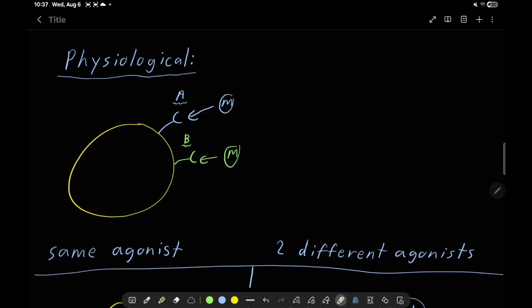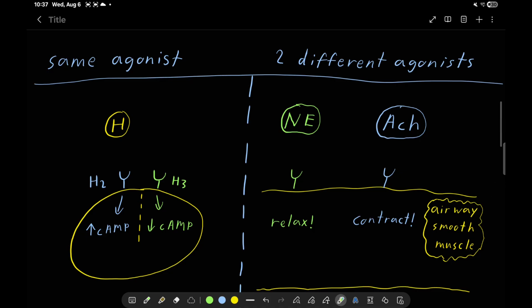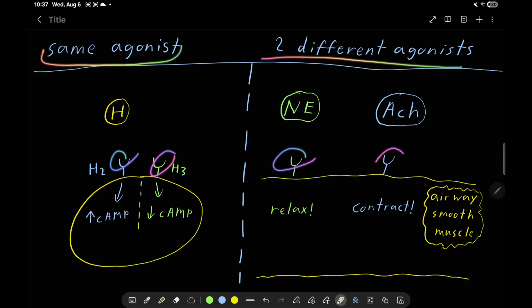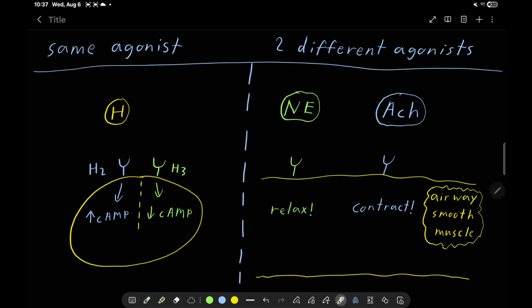So let's look at an example of this. The agonist that's binding onto your receptors and creating physiological antagonism can either be the same agonist binding to both receptors, or it can be two separate agonists, each binding to its own receptor. But the concept is the same.